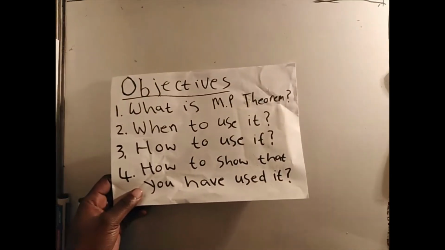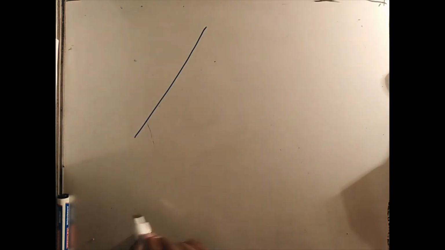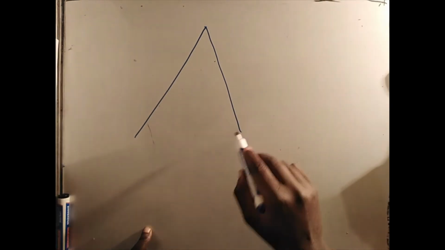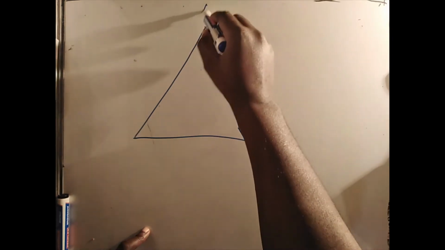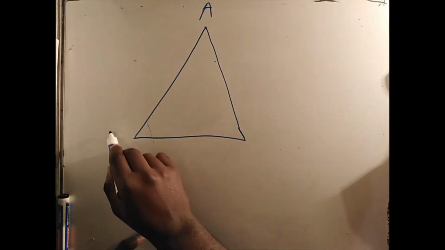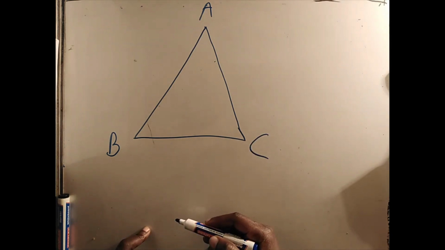Right. Now let's come to the first question. What is a midpoint theorem? Let's try to explain it in context. Let us say we've got a triangle like this one. Let's call this triangle A, B, and C.